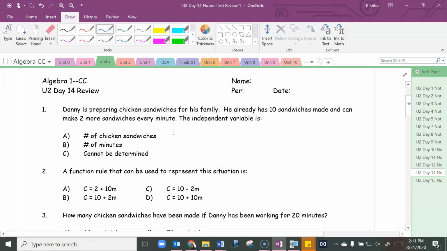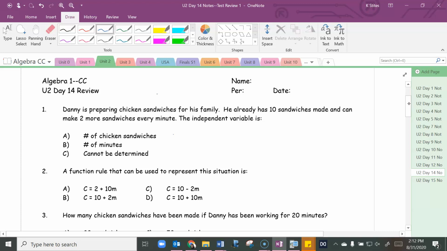So we have that Danny is preparing chicken sandwiches for his family. He already has 10 sandwiches made and can make 2 more sandwiches every minute. We want to know what the independent variable is. So our options are chicken sandwiches and number of minutes.